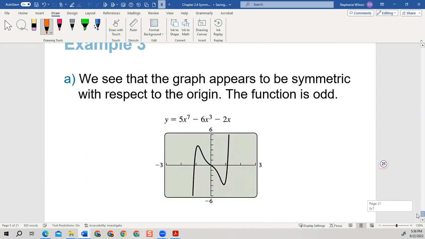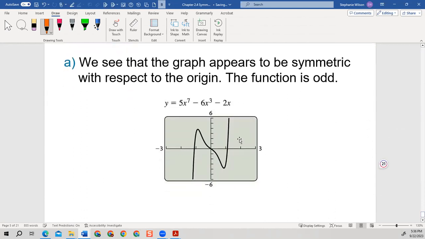Okay. This next slide is showing you what this function looks like on the graph when you plot it. And you'll be able to see the origin, and it's symmetric about the origin. You can see that. And then it is an odd function.